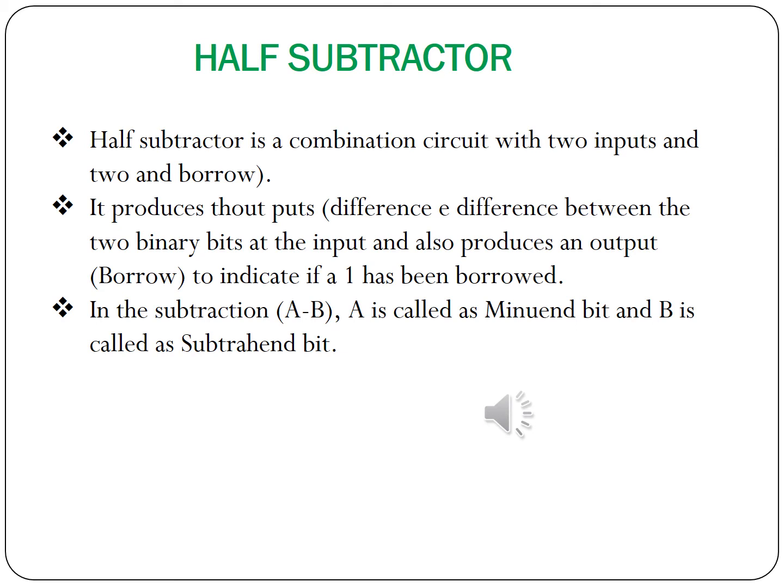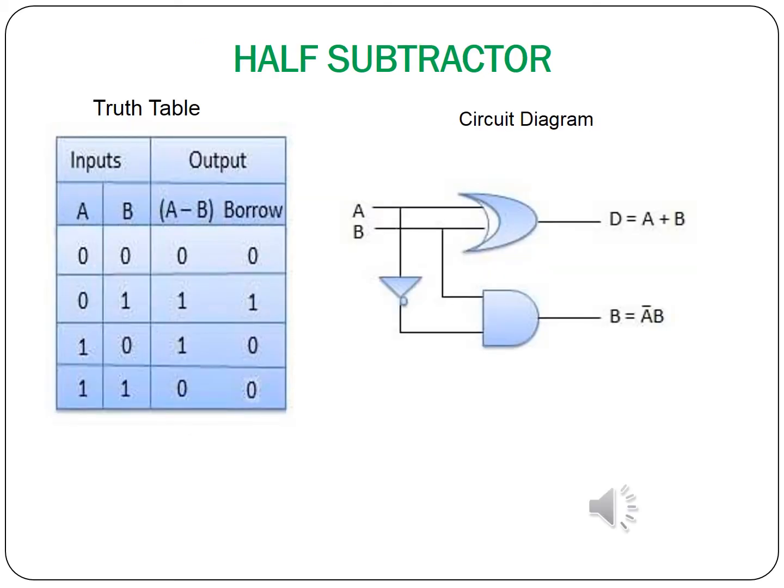In the subtraction a minus b, the a is called the minuend of the binary digits and the b is called the subtrahend of the binary digits. This slide shows the half subtractor truth table and the logical circuit diagram. The half subtractor is a two binary bit subtraction.